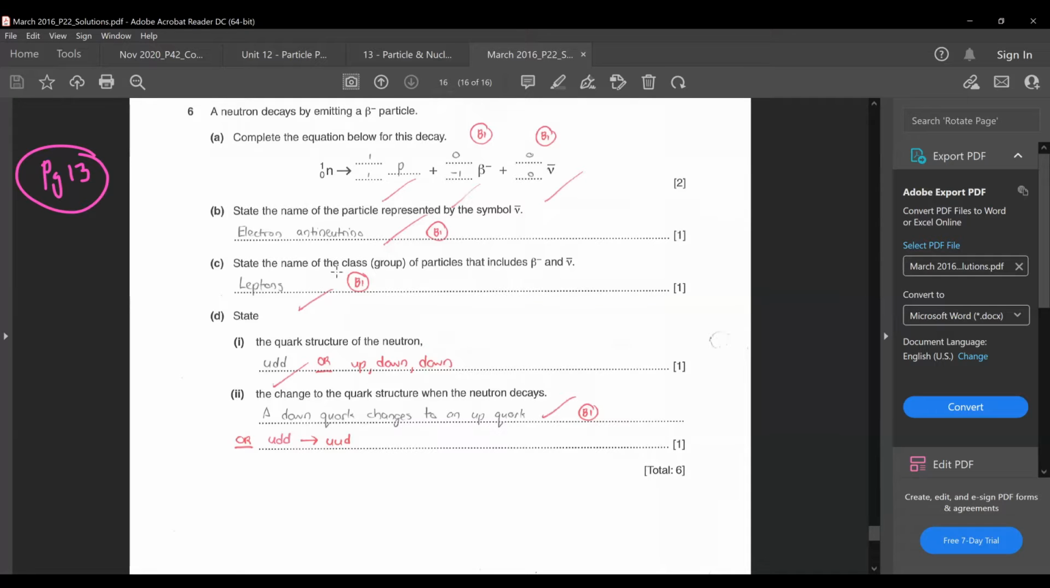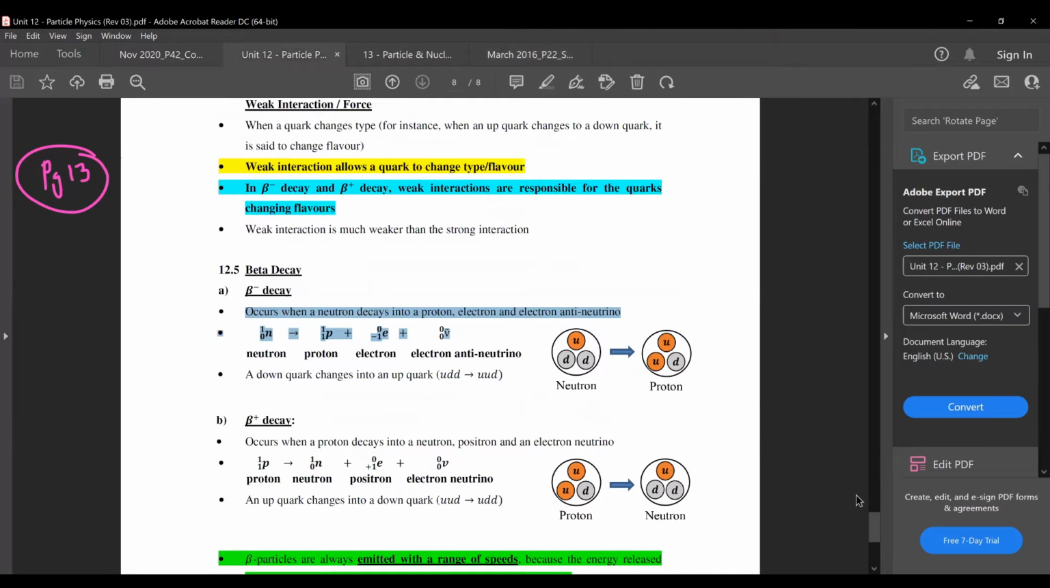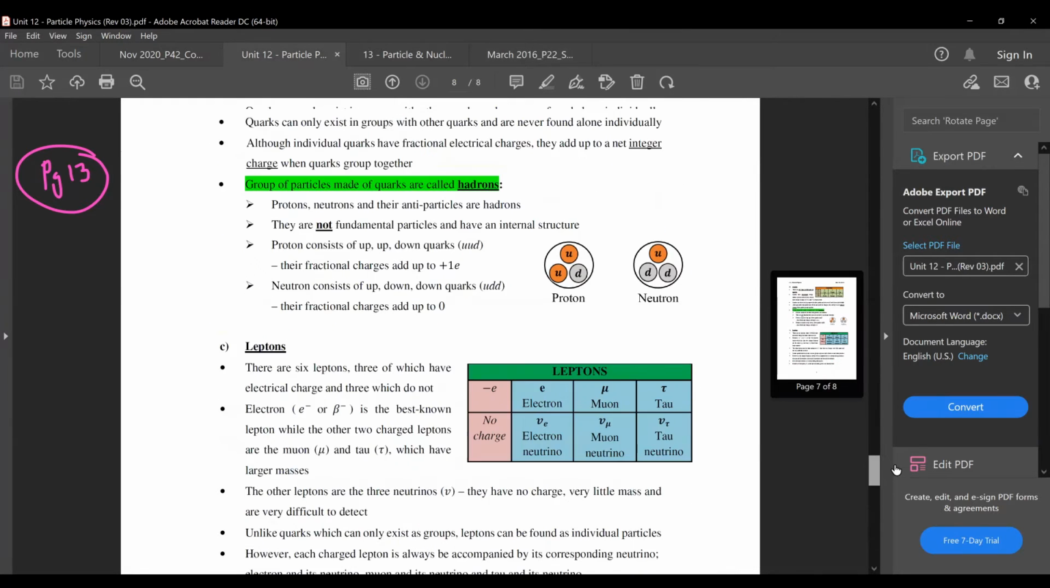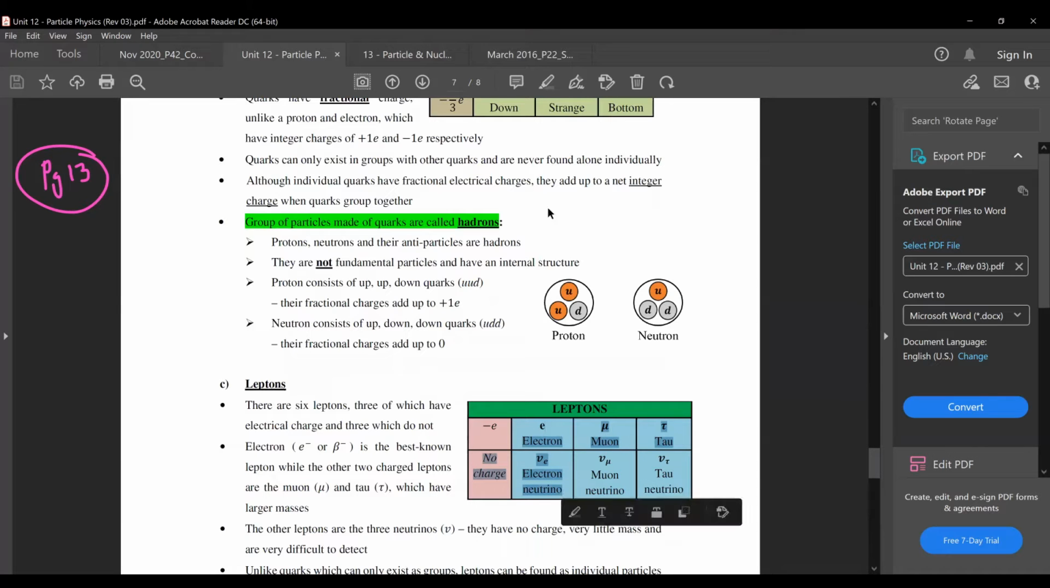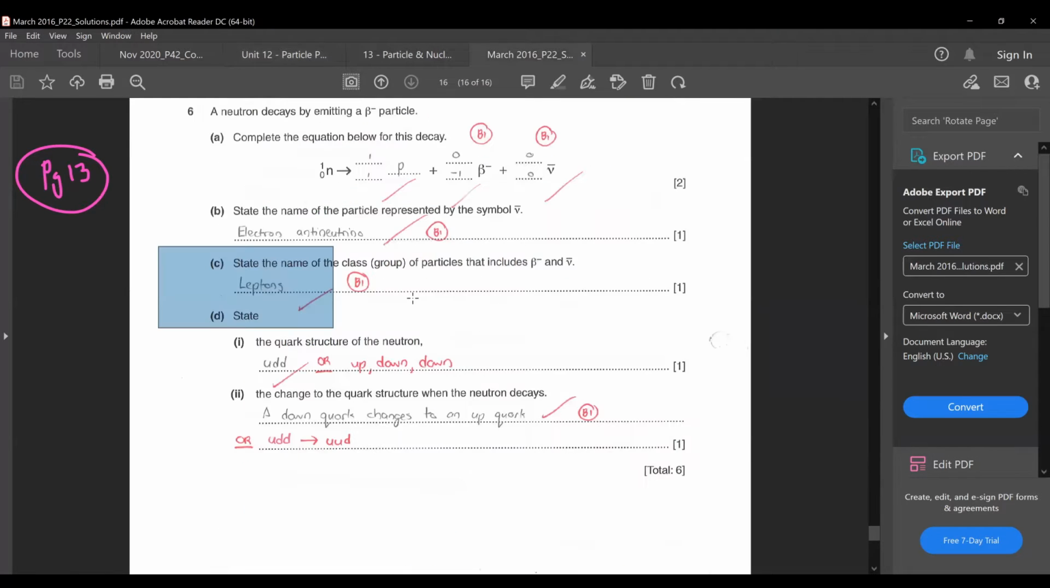Now, state the name of the class or group of particles that includes beta minus and V bar. What's the group of particles that these two belong to? They actually belong to your leptons, okay, which is basically this part in your notes. Okay, they belong to your leptons.